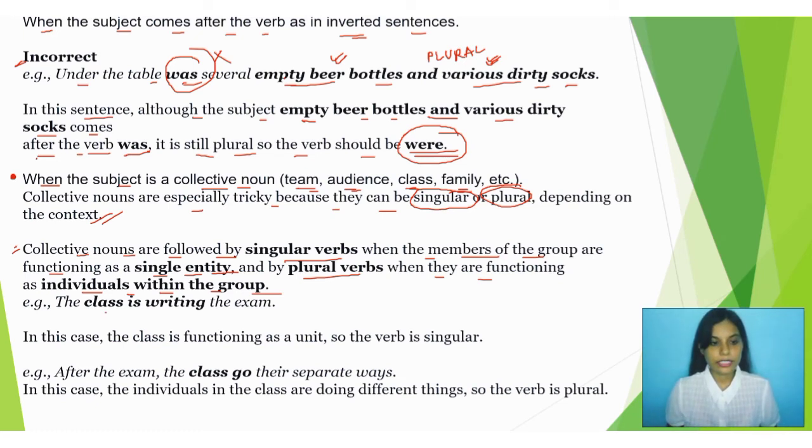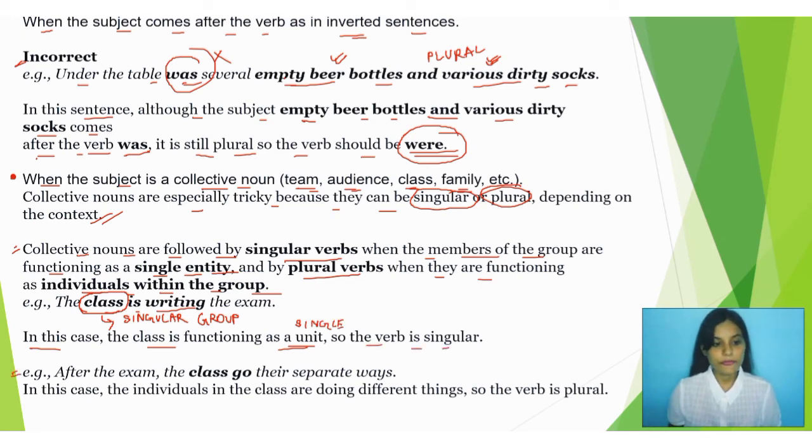Like for example, "The class is writing." So this class is a single entity of many people. So this is singular. All right. It's a singular group. That's why. Next, in this case, the class is functioning as a single unit. Okay, single unit. So the verb is singular.